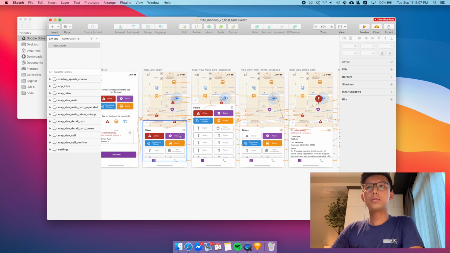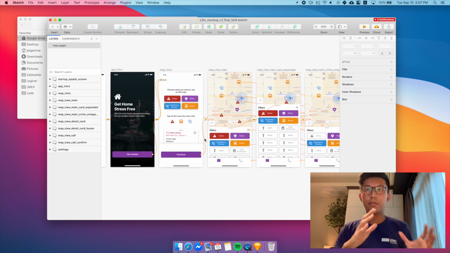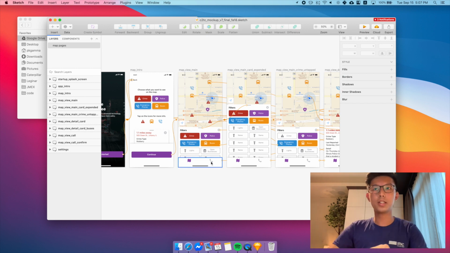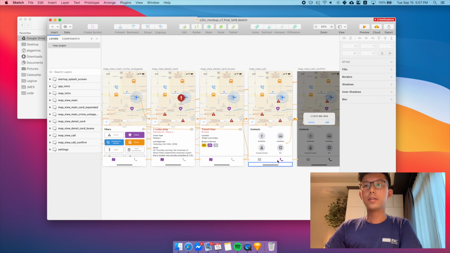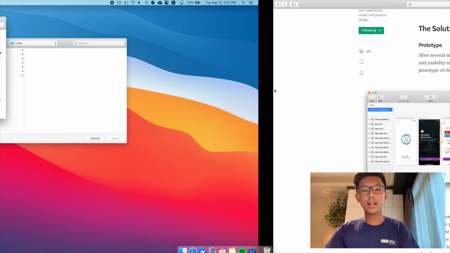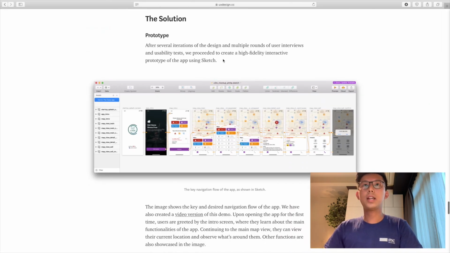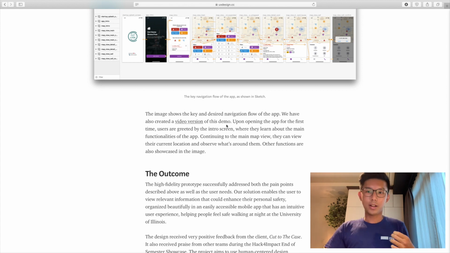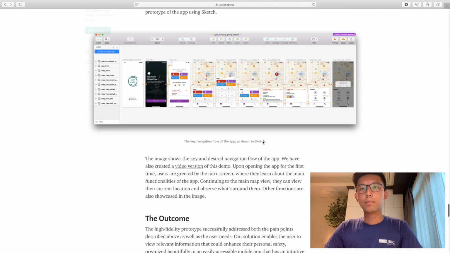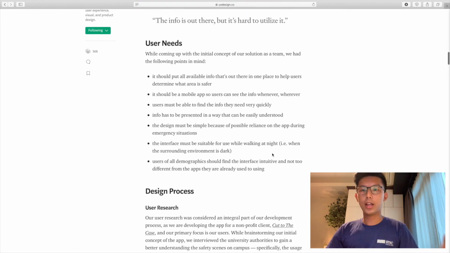We designed every potential user interaction scenario in Sketch. What that means is that whatever the user can tap on, we made sure to include in the design so that the developers have a better idea of exactly how the app should look. That's the prototype that we did, and that's basically the final solution. Of course, development takes a lot more effort. The outcome is that we received very positive feedback from the client, and we had a working app.